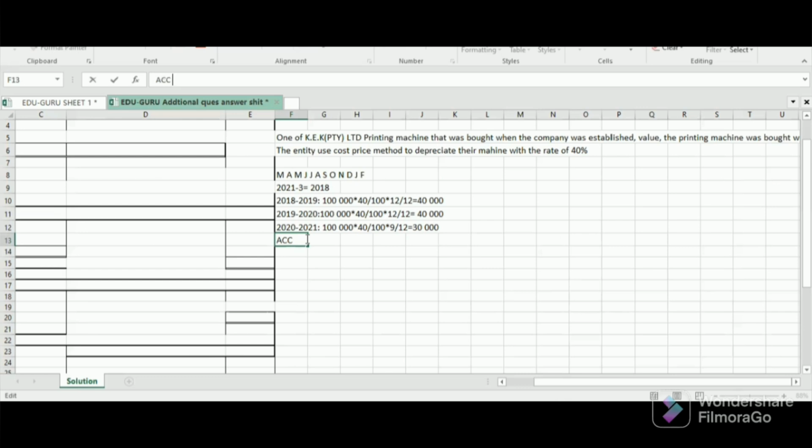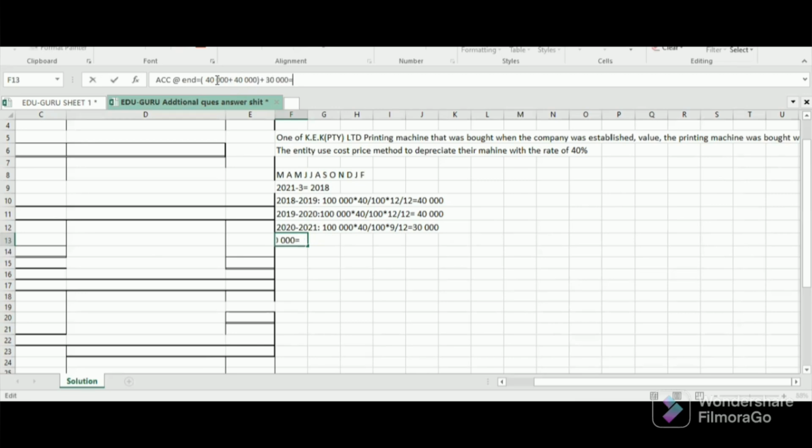So now let's calculate our accumulated depreciation at the end. Remember what I said earlier? All the previous depreciation before we come to this current financial year will be regarded as your accumulated depreciation at the beginning. Then to get the accumulated depreciation at the end, we take our current depreciation plus our accumulated depreciation at the beginning. So in this case, my accumulated depreciation is going to be 40,000 plus another 40,000, then plus my current depreciation of 30,000.